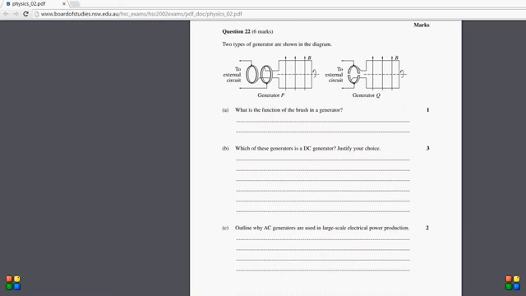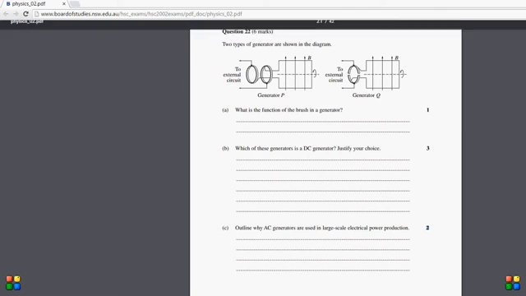Alright. Outline why AC generators are used in large-scale power production. So this question is basically saying, why are AC generators better than DC generators? Well, we can see that they don't have these cuts, so they last much longer. And it's 2 marks, so we probably want 2 reasons to be very safe. And also with AC generators, we can use transformers, whereas with direct current we can't transform.